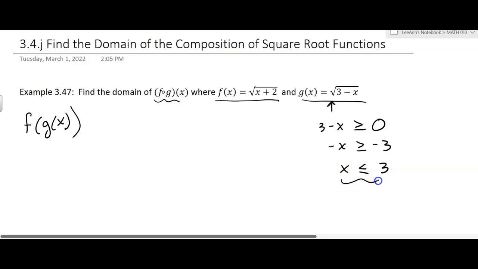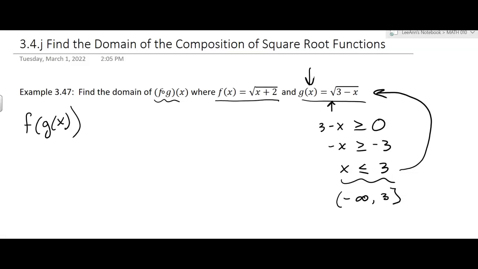Okay, now let's think about what that means, x being less than or equal to 3. It means that every time I put a number in here that's between negative infinity and 3, in fact, I can write that, negative infinity to 3, my output is always going to be greater than or equal to 0. So I'm going to say that g of x, my output, is always greater than or equal to 0.